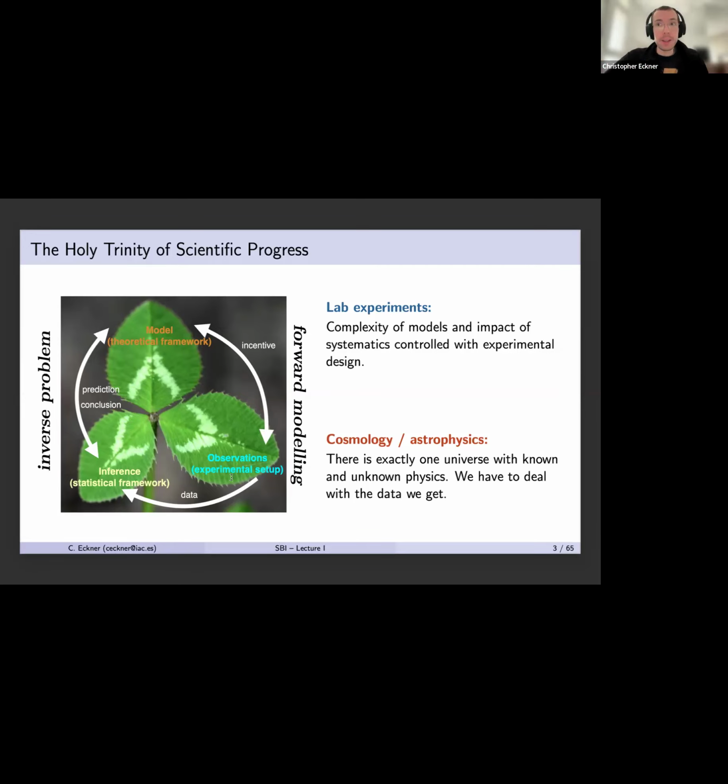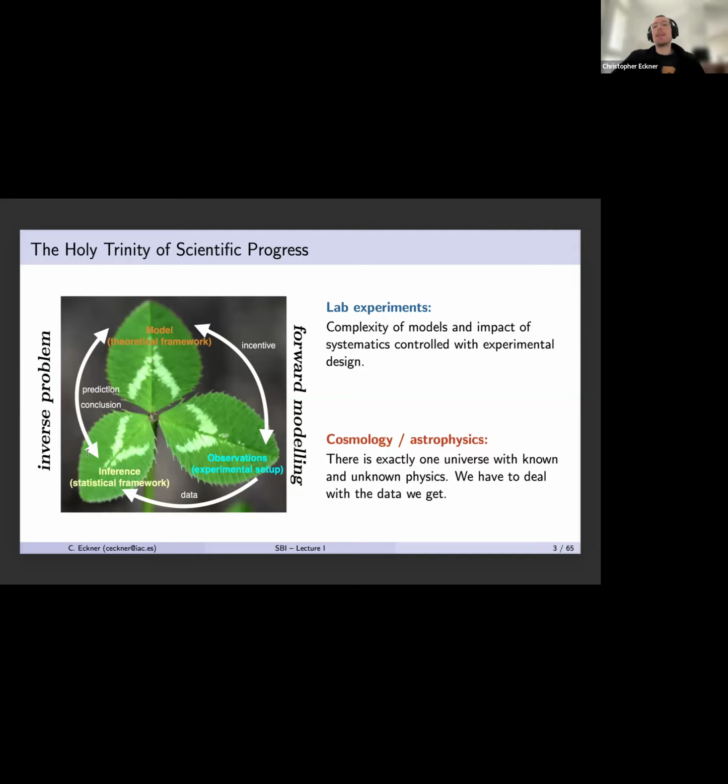Well, for this, you observe and you obtain data, and then you have to go through the third step here, and this is the inference, which typically involves some statistical framework that you apply to your data in order to get some information about your model that you put in there in the first place, and that is your current system of belief. Now, doing this will give you a certain prediction for the model or a conclusion whether or not this model is true. Exactly this part here, from the inference using data to the model, is called the inverse problem.